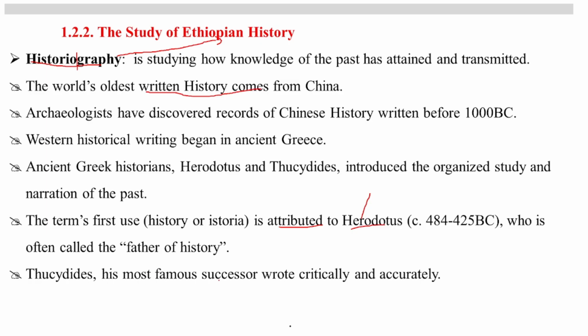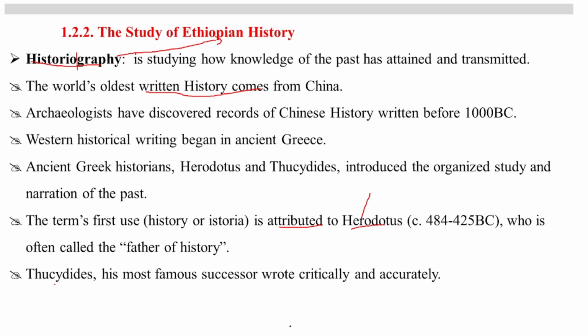Thucydides was also the most famous successor, who wrote critically and accurately. Herodotus wrote for the first time a long account. He wrote the history of the war between the Greeks and the Persians.